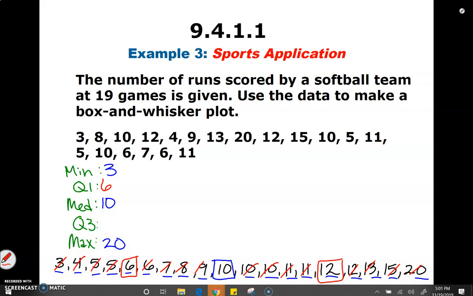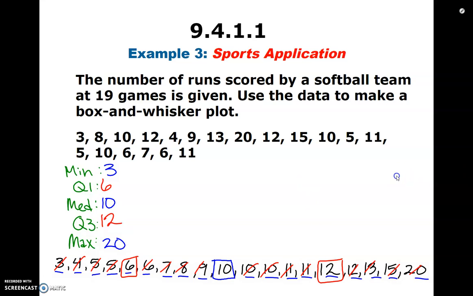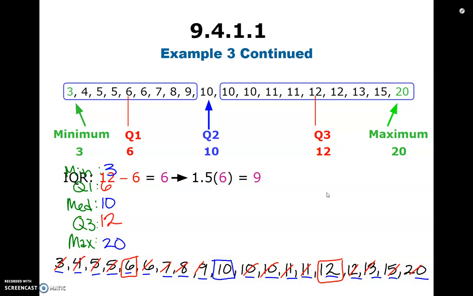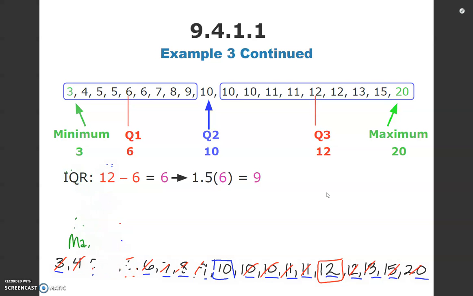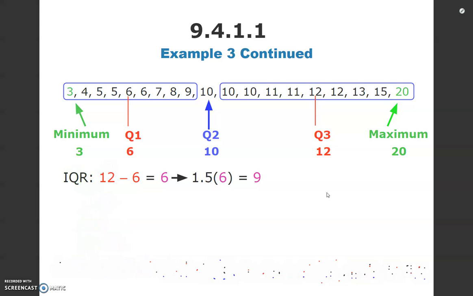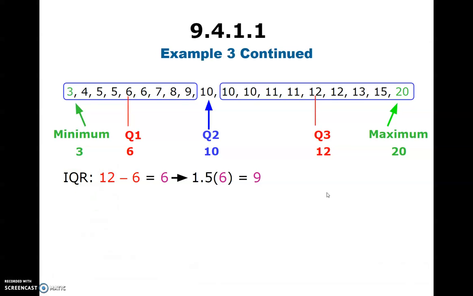And it looks like Q3 is 12. Okay, so that is how you would find your 5-number summary. We should check to confirm that there are no outliers because 20 seems like a really high value, but we're just going to confirm that it is not an outlier.